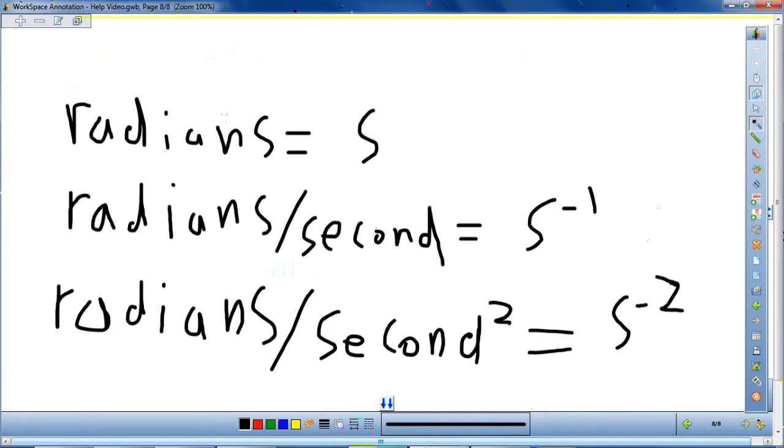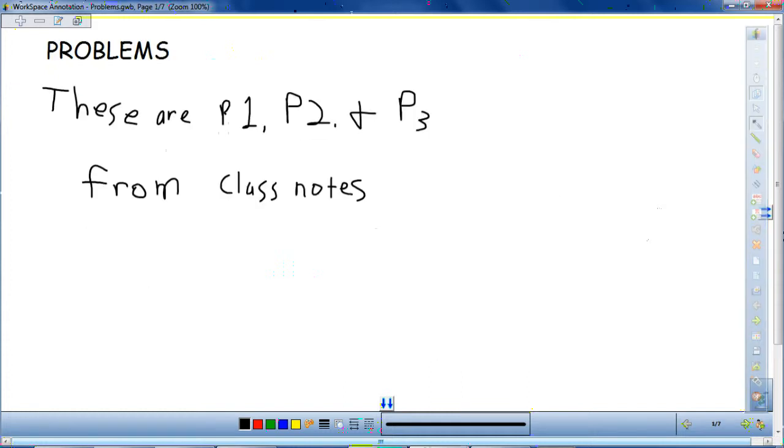So, now knowing all this, let's go work some problems. Okay, now to work those problems. Unless Mr. Askey changed your notebooks to where you don't have these problems in them, don't worry.